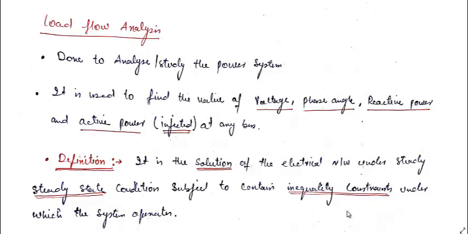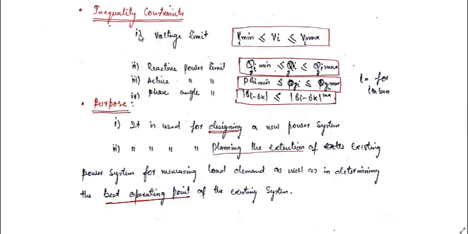we'll come to what these inequality constraints are. There are some constraints under which this power system operates. We need to find out these values so that they fall within these constraints. I will let you know what injected reactive power and active power are, and what these inequality constraints are. First I will discuss the inequality constraints.